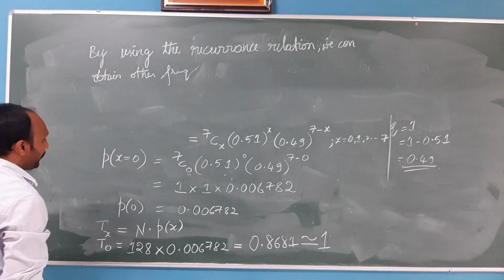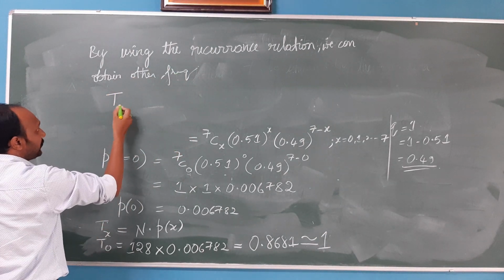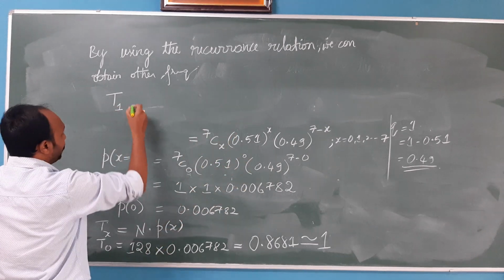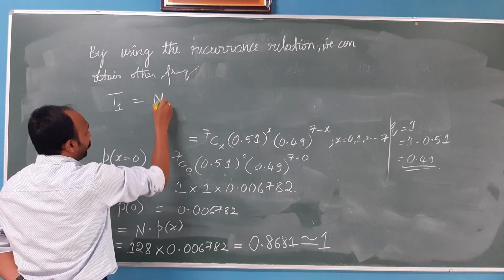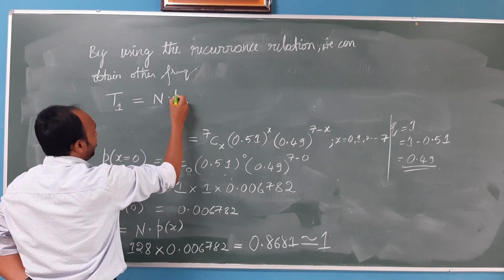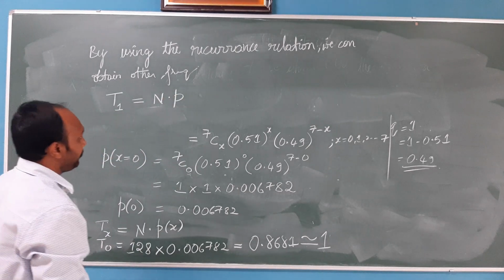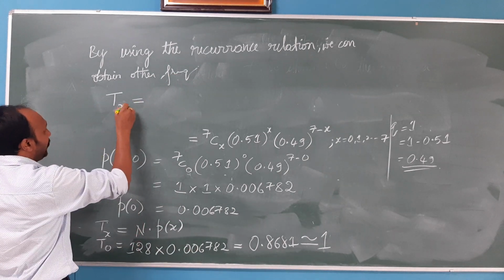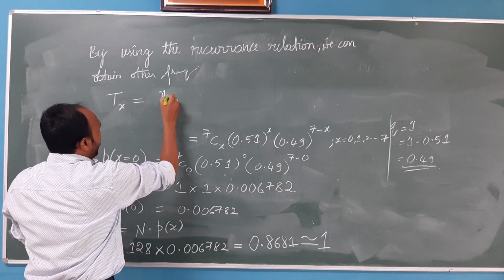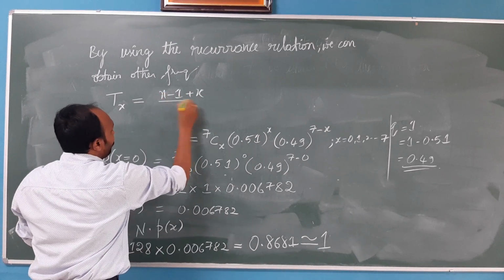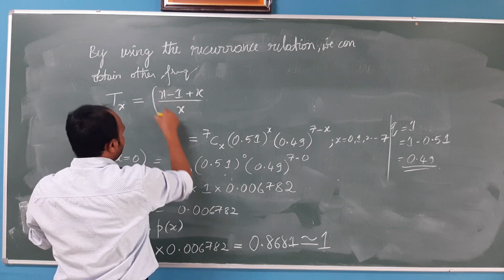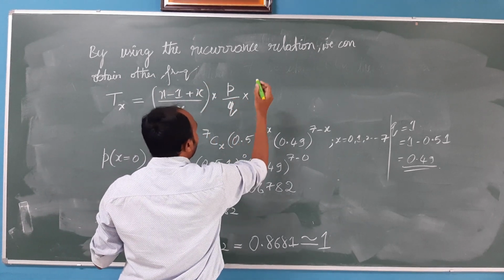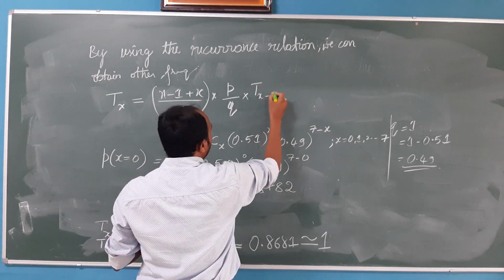Okay. So what are the different frequencies? Now I would like to know what is the frequency of getting only 1 head in 128 tosses. So T1 is equivalent to n into probability of... sorry, let me write the general formula. T of x is equivalent to (n minus 1 plus x) divided by x, into p divided by q, into t of x minus 1.